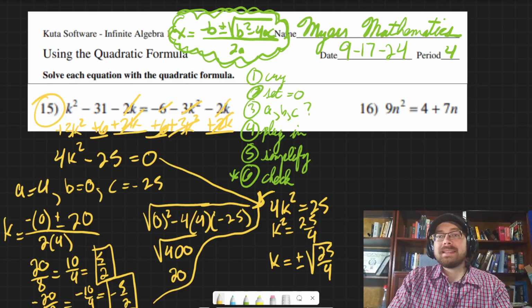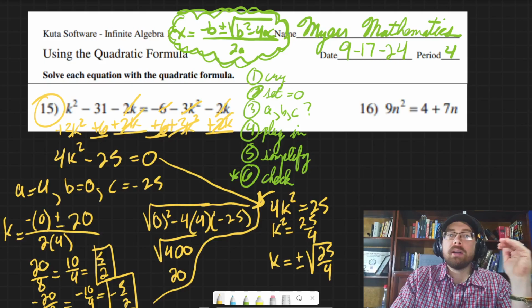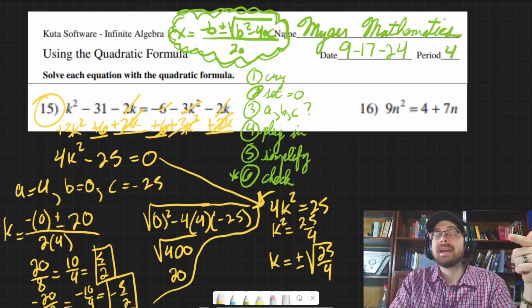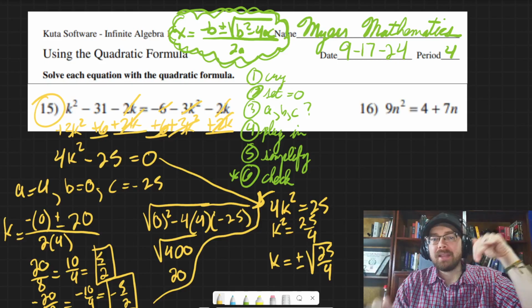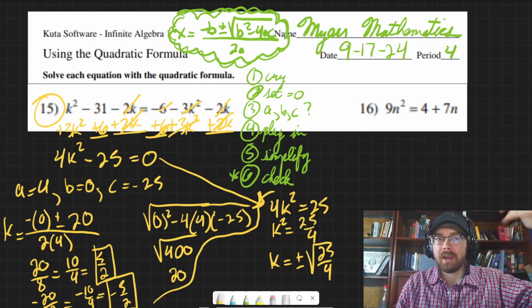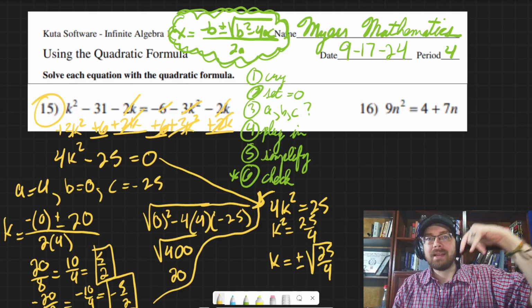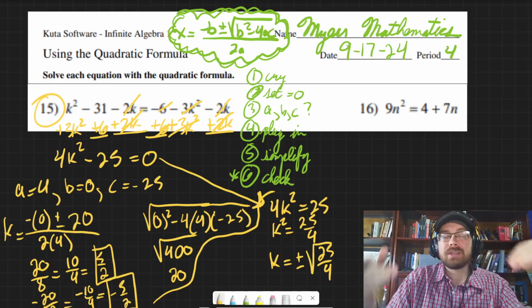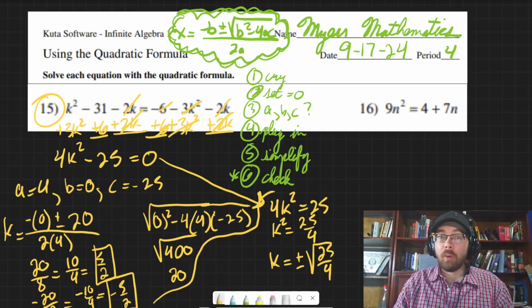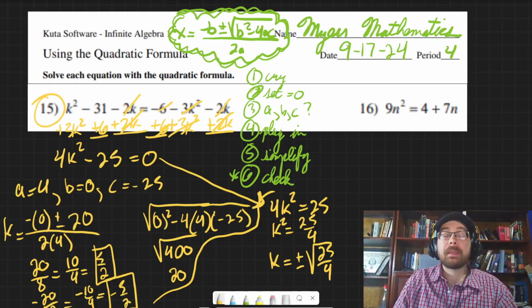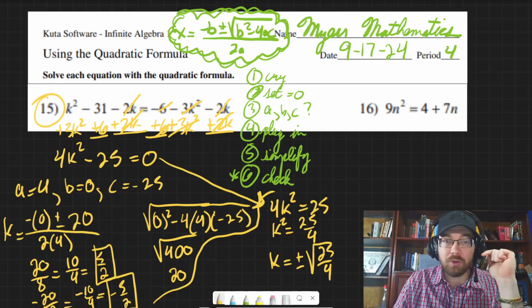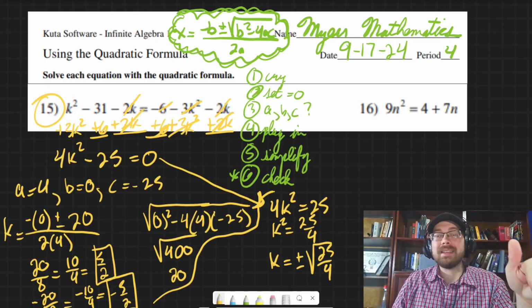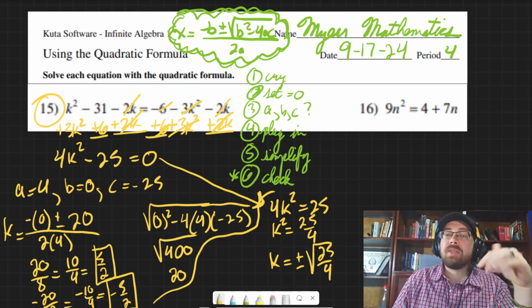So when I say check, you can check it however you want. You could just take those numbers, plug them back in, and do all the math, like k squared would be 5 halves squared, minus 31 minus 2k, and then see what that is, and then do the right-hand side separately, and then see if those numbers match up. Whew, that's a lot of work, especially if you're not allowed to use a calculator. If you're allowed to use a calculator, then use a calculator, because that would be easier to check it that way. If you're not, then just maybe solve it a different way.